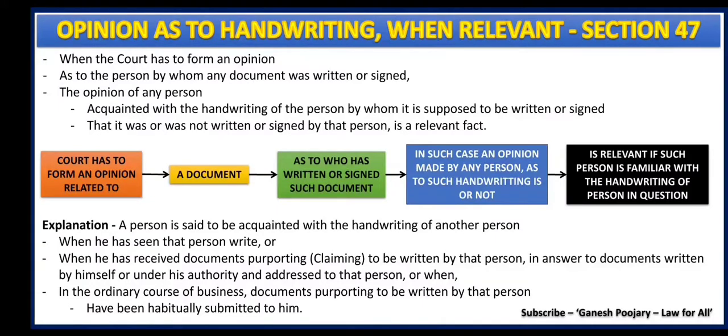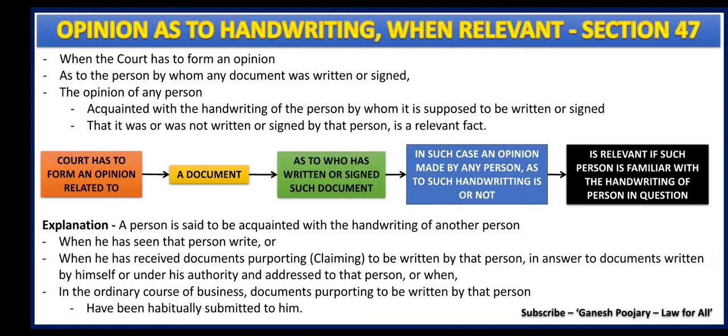Before getting into the chart, I would like to give a scenario. Imagine there is a document available with a particular court, and the question in front of the court is whether such document is written or signed by Mr. X or not. That is the question. Now coming to the chart, the court now has to form an opinion related to that particular document which is available with the court. And what is that court has to make an opinion? Whether such document is written or signed by Mr. X or not. That is all court has to form an opinion. That is the issue we are having now.